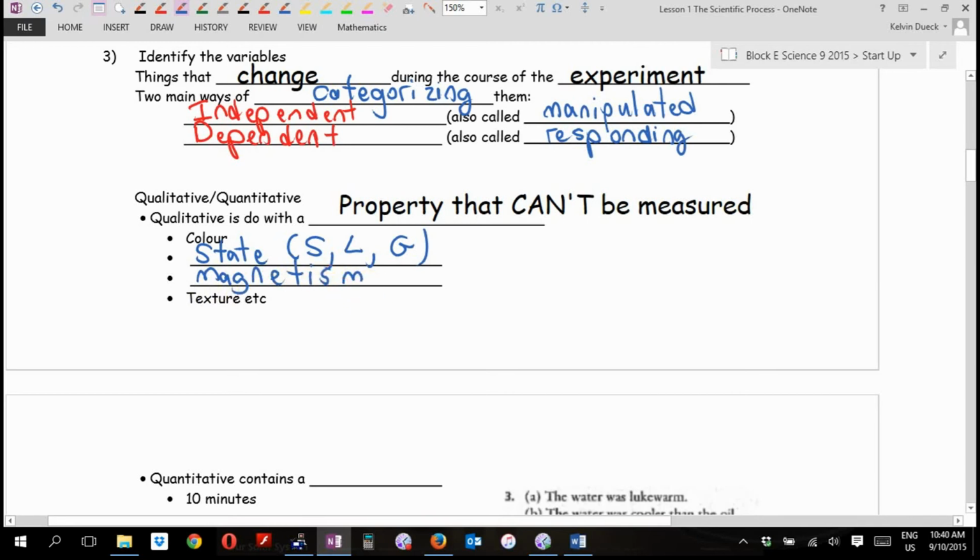Magnetism. It's either magnetic or it's not, right? How magnetic is it? You can measure magnetic fields and things, but that's a different kind of concept. Texture. How rough is it? Well, it's rough. Or not. How smooth is it?